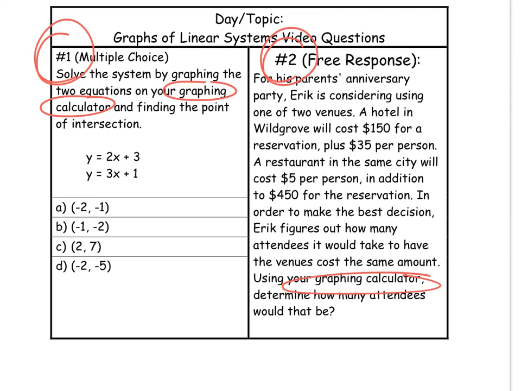So the question is asking, in order to make the best decision, he figures out how many attendees it would take to have the venue cost the same. The first answer is the number of attendees, and the second answer is the cost, and you're going to put that in an ordered pair. So the x value is the number of attendees, and the y is the cost.